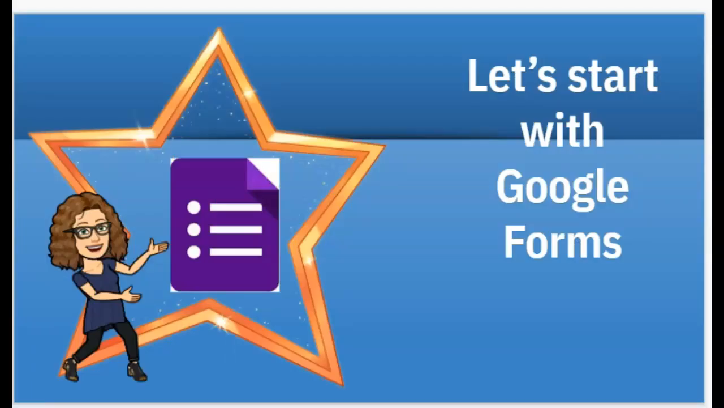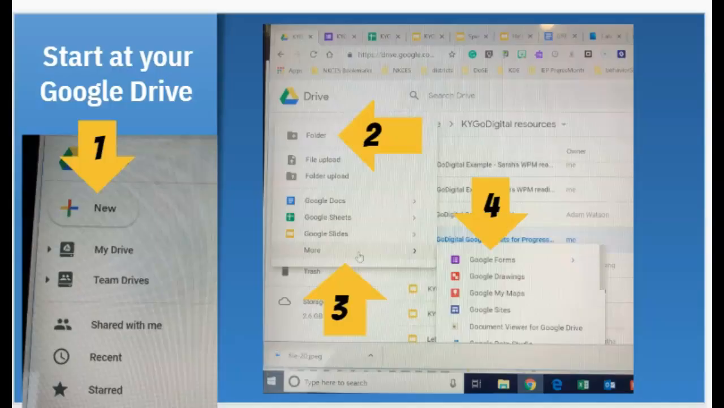All right, so thinking about Google Forms then, if I'm going to create a new Google form, I'm always going to start at my Google Drive and click on the New button. Then I'm going to choose a new folder. I am going to scan down for more. After I scan down for more, I'm going to choose Google Forms.